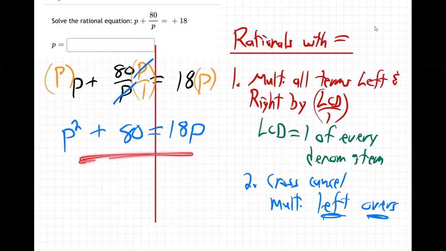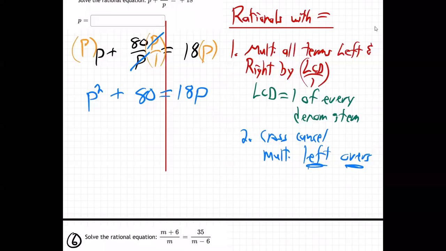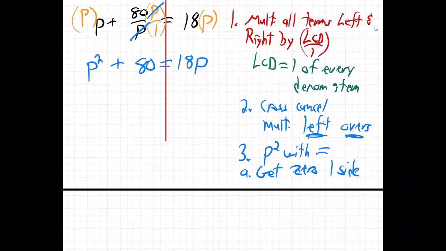So then we get to here. What do we do with this? This is weird looking. Well, maybe it's been a little while. Whenever you have a P squared or X squared, whatever, with an equal sign, remember what you do? You might be thinking, no, I don't remember. Get a 0 on one side. Your first order of business is to get a 0 on one side. So I've got to subtract 18P from both sides. This will cancel out, and that'll put 0 over there.